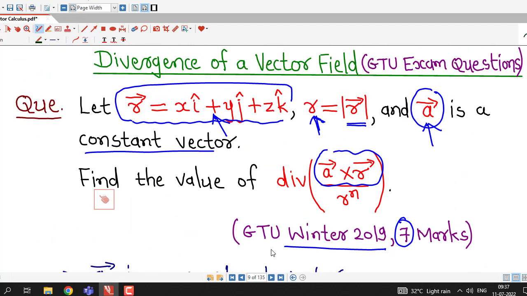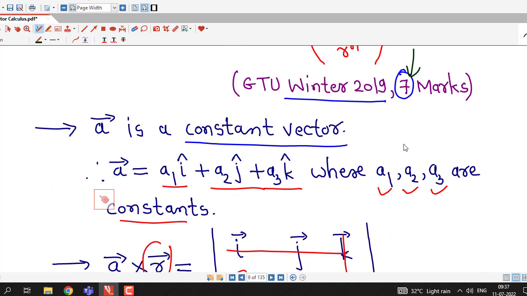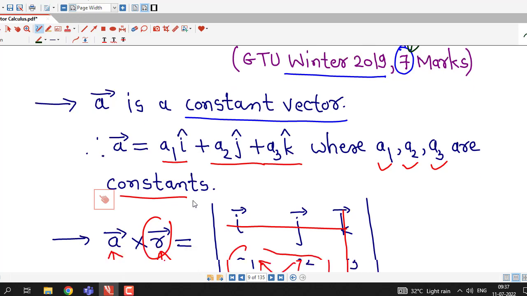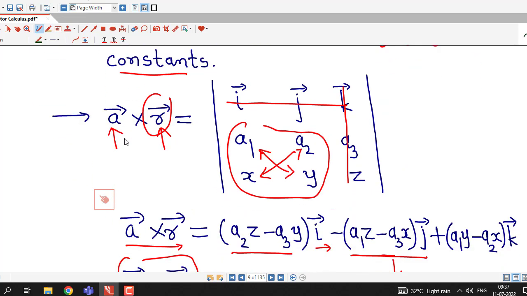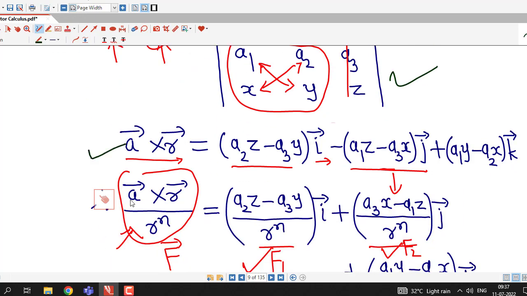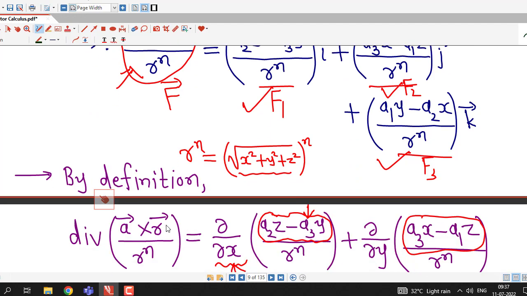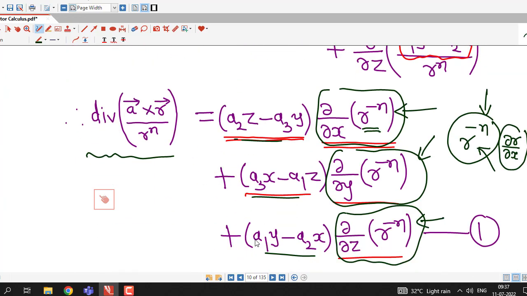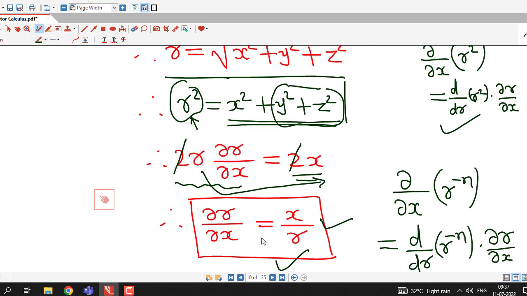So this is a very easy question, and it was asked for 7 marks. You can see first I have written the expression for the constant vector a bar, and I have written that these a1, a2, a3 are constants. Then I obtain the cross product of a bar and r bar using the definition of cross product or vector product. Here I am simply using the expansion of the determinant. Then I divide this by r raised to n, and after that I am simply using the definition of divergence. And to obtain all these derivatives, we are using the chain rule.